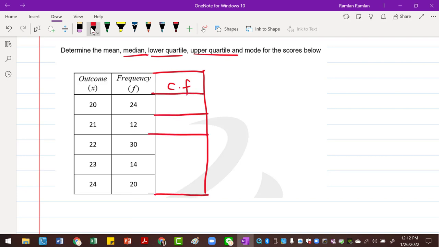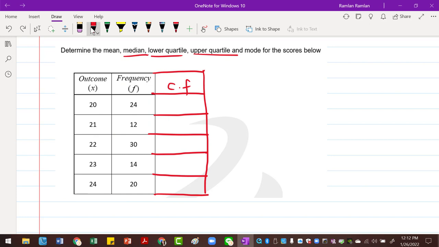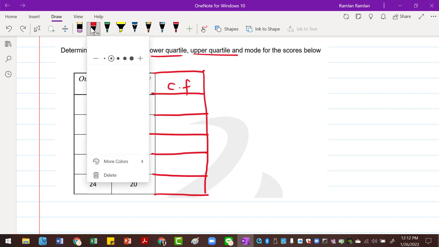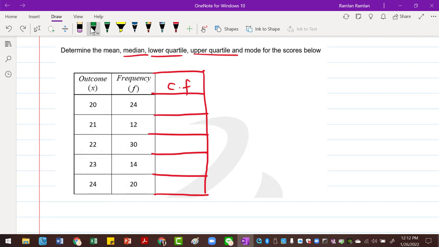When you want to fill this, you need to focus only on the frequency. You don't have to look at this first. So how can we fill that? This is how we do it. The first value that we're going to fill is exactly the same as this one, so it's going to be 24. It's always going to be the same, 24.